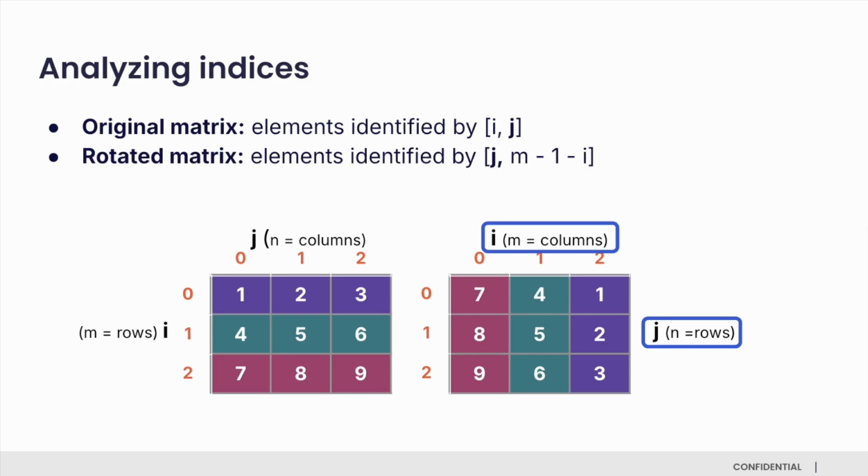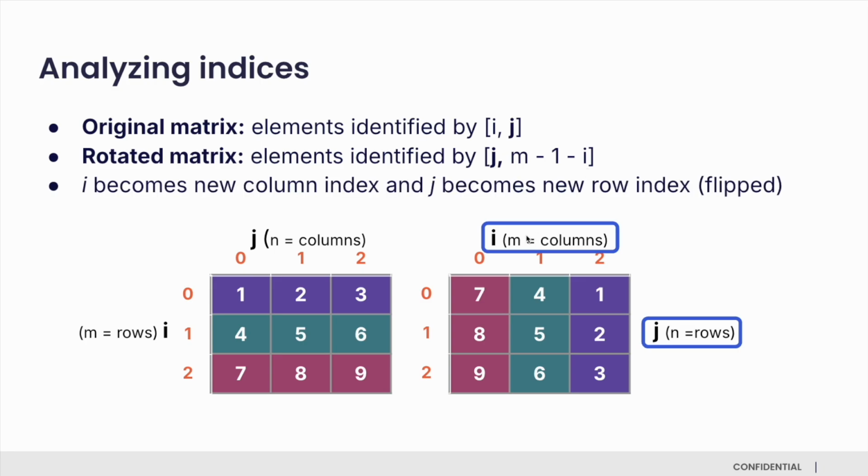On the rotated matrix, the elements are now defined by J as the rows, and I is now representing the columns, but the actual element location will be defined by this formula that we'll discuss later, which is m minus 1 minus I. The main thing to focus on for this slide is that I becomes the new column index and J now represents the rows. So these have essentially flipped on the axis from where they were before.